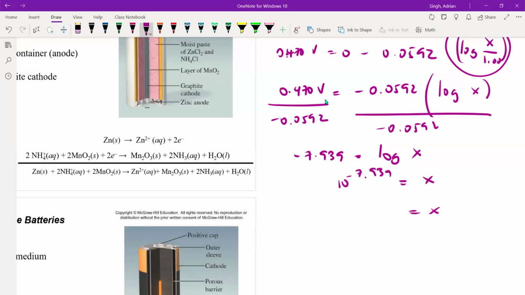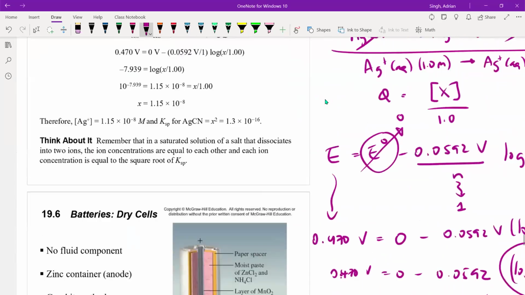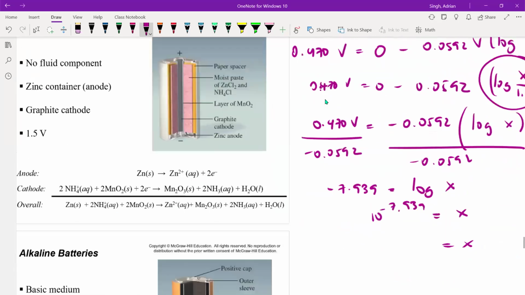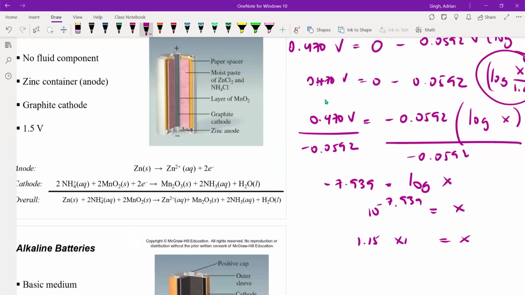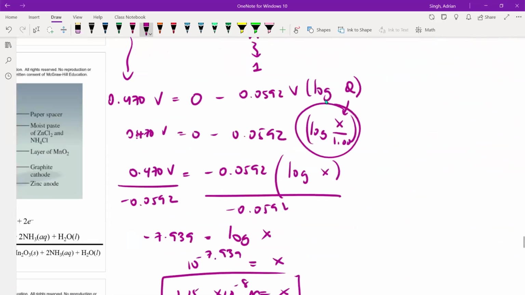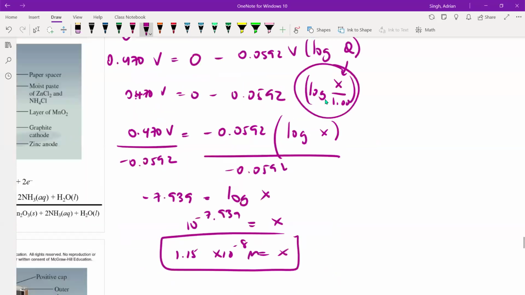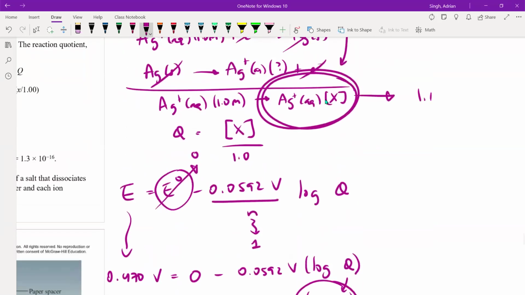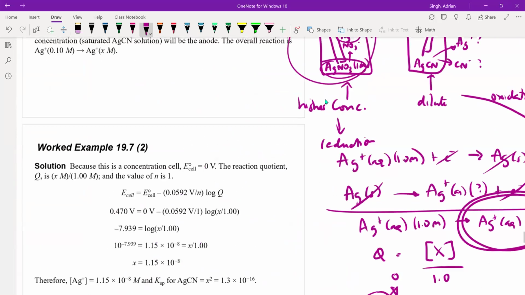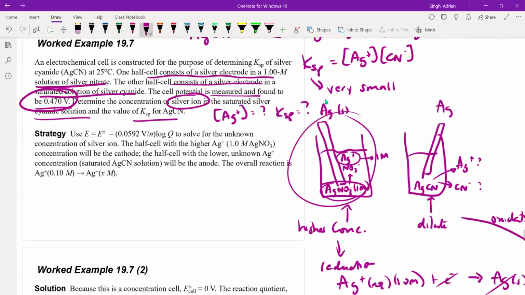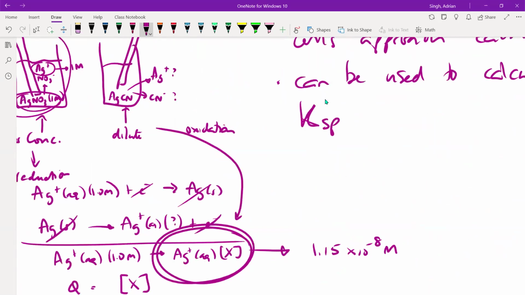So our concentration, or X value, ends up being 1.15 times 10 to the negative 8, and that's molar, that's a concentration. So that is equal to the X that we're trying to find, which is the concentration of the dilute cell. So this ends up being 1.15 times 10 to the negative 8 molar. Okay, so that is what we were trying to find, the Ag plus concentration.